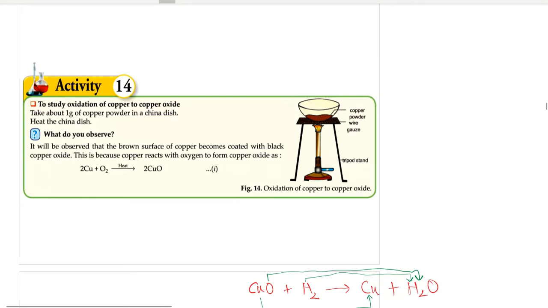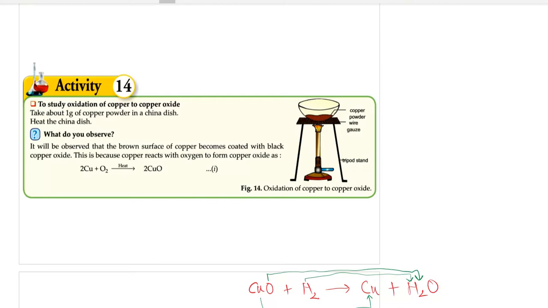So there is one activity. Copper is taken in a container or a china dish and it is heated from below, and copper reacts with the oxygen present in the atmosphere, and slowly you will see that reddish brown color of this copper powder changes into black color.